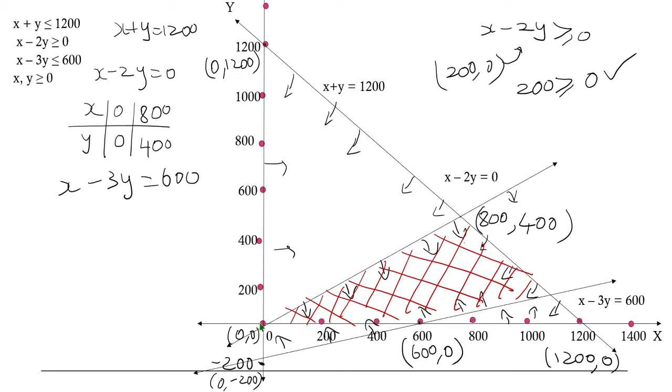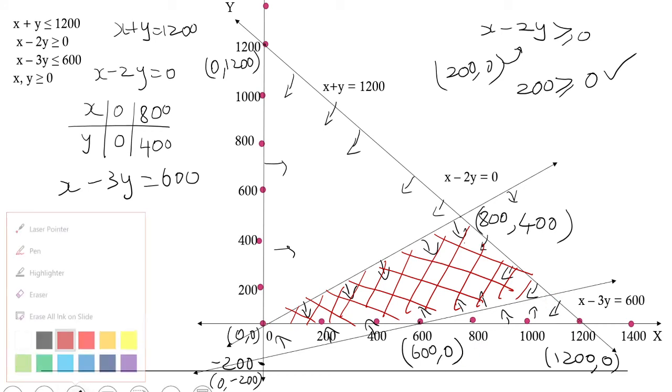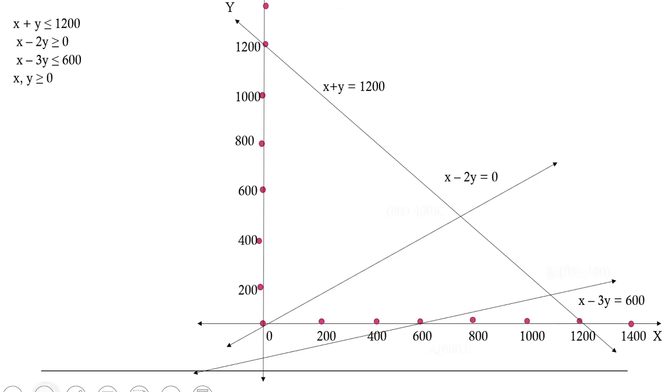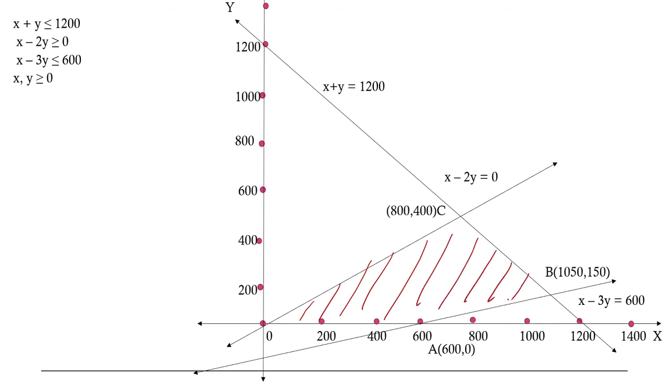The next step is we have to find the corner points of this feasible region. When you draw these lines on the graph sheet, it will be easy for you to get all these corner points. So the corner points we have for the feasible region are O 0, 0, A 600, 0, B 1050, 150, and C 800, 400.